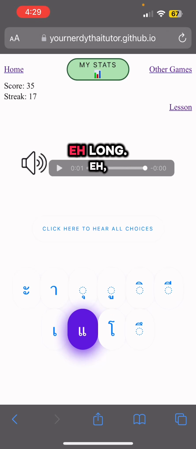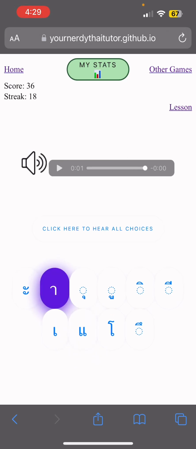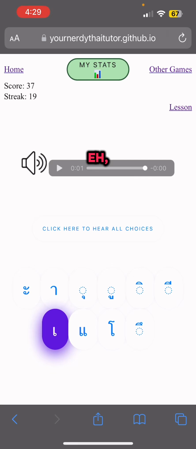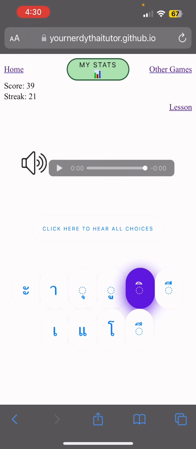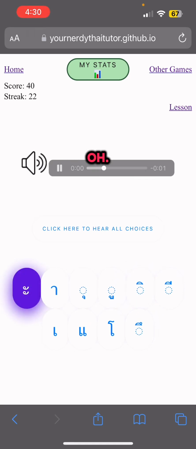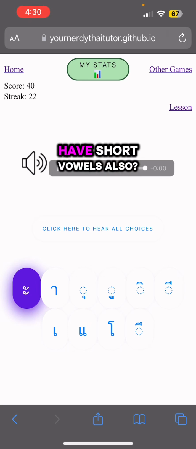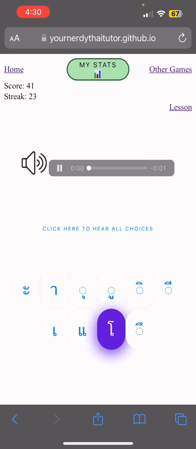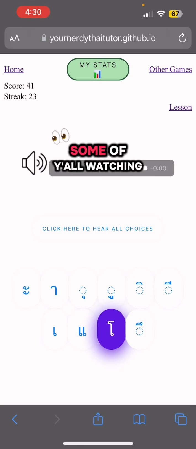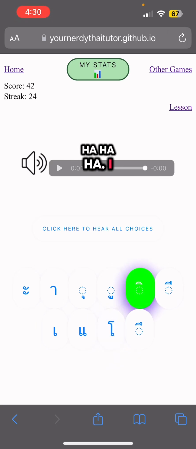Ah, long. Eh. Sounds like eh. Short. Well, not that the long was an option in this test yet, but that is short. E. Short. Ah. Short. Oh. Now I'm wondering if the letters, the 1B and 2B, do they have short vowels also? Because that would be a nightmare for me if they can also come in short form. E. Short. Some of y'all watching this be like, it does. Ha ha ha. And I will cry when it does.